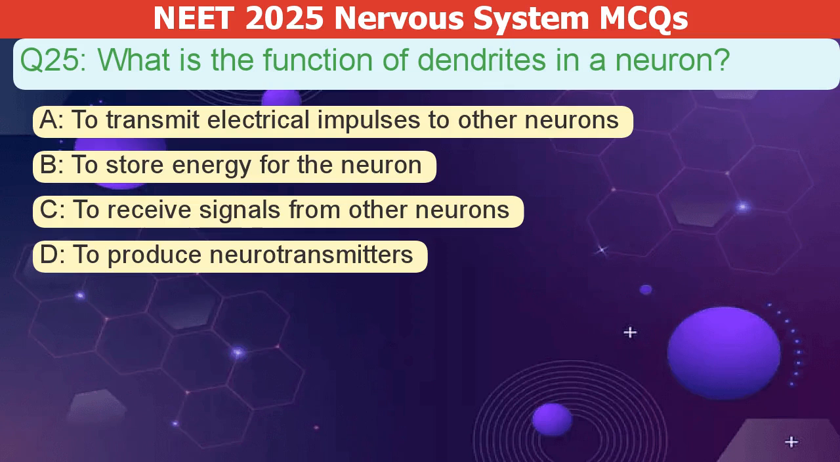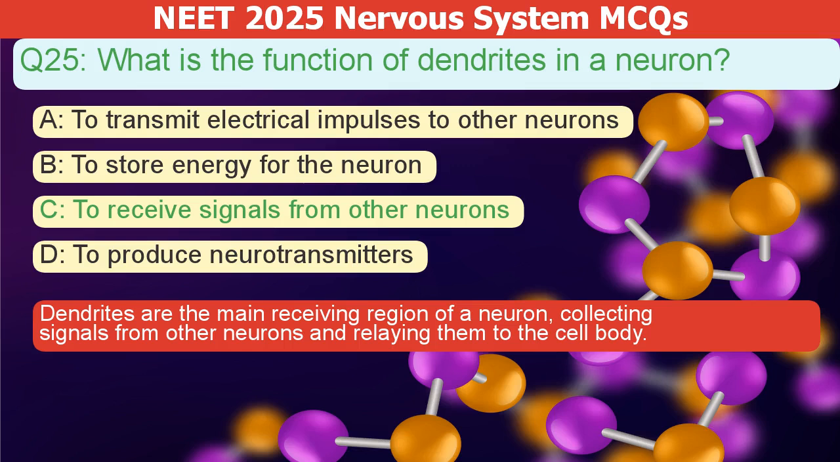What is the function of dendrites in a neuron? A. To transmit electrical impulses to other neurons. B. To store energy for the neuron. C. To receive signals from other neurons. D. To produce neurotransmitters. The correct answer is C. Dendrites are the main receiving region of a neuron, collecting signals from other neurons and relaying them to the cell body.